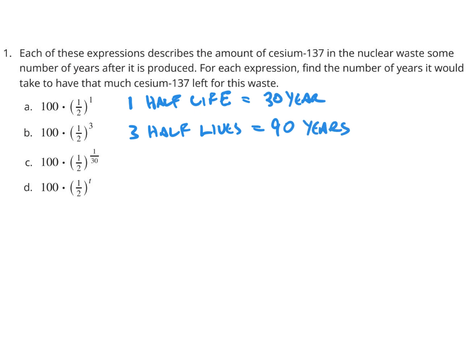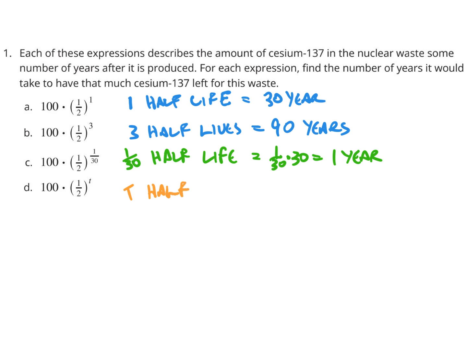So now the next one is 1/30. So 1/30 of a half-life is 1/30 times 30, which equals 1 year. All right, and for the last one is T half-lives. So these are full half-lives, which equals T times 30 years.